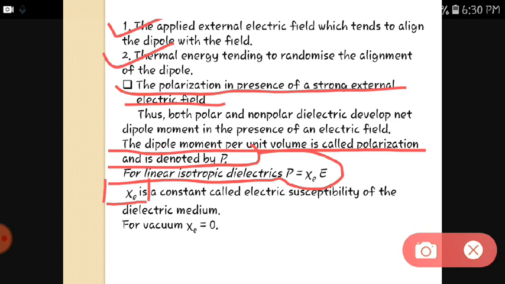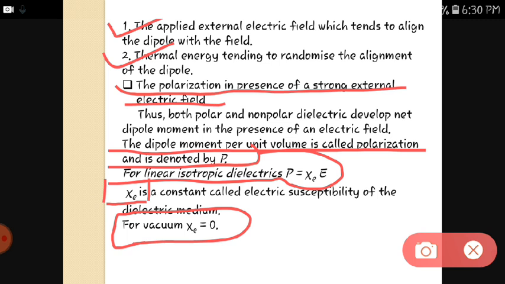Now what happens for vacuum? For vacuum, chi_E is 0. You have to remember this point: chi_E is always 0 for the vacuum. So this is all about polarization when an external field is applied to polar as well as non-polar molecules.